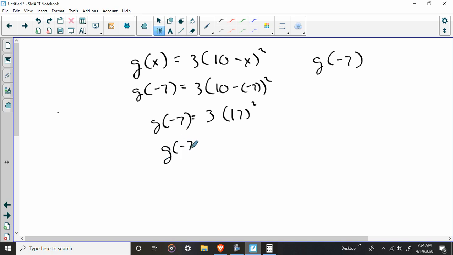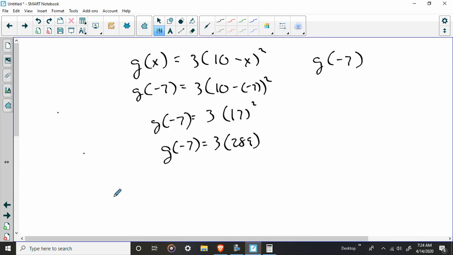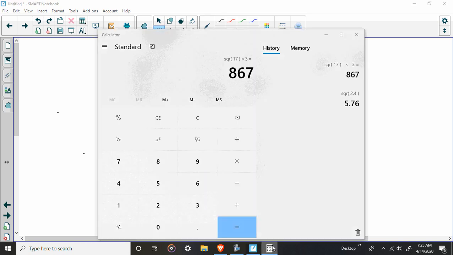G of negative 7 is equal to 3 times 289. That one I don't know off the top of my head. 3 times 289 is going to be 867. So what would we say? G of negative 7 is equal to 867. It was 867, right? Okay.